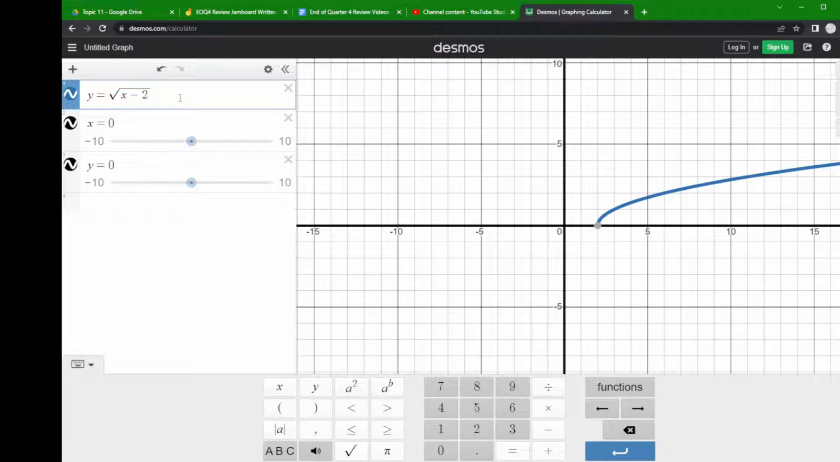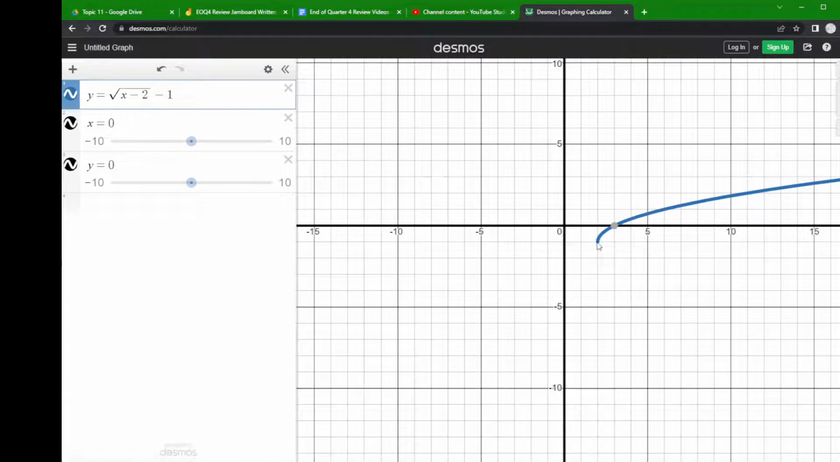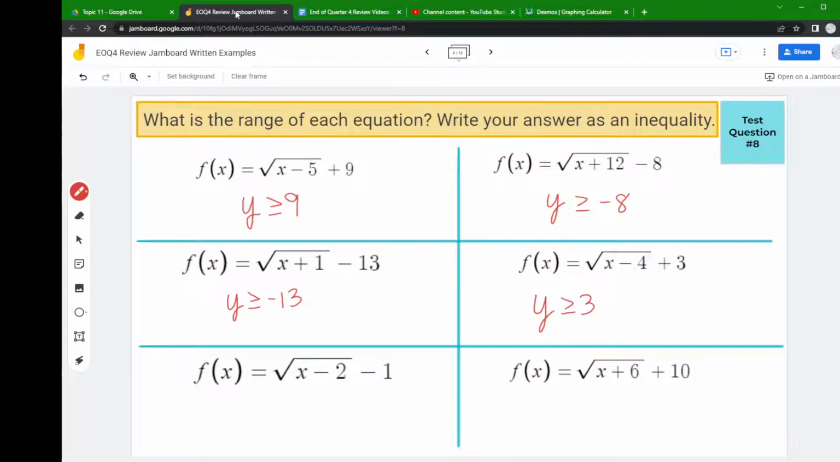So the next one talks about x minus 2 and then a minus 1. The minus 2 translates the graph 2 units to the right, and the minus 1 moves it 1 unit down. However, the graph is still increasing. So the lowest value is at negative 1, and then all the y values above negative 1, or equal to negative 1, are also included in the range.